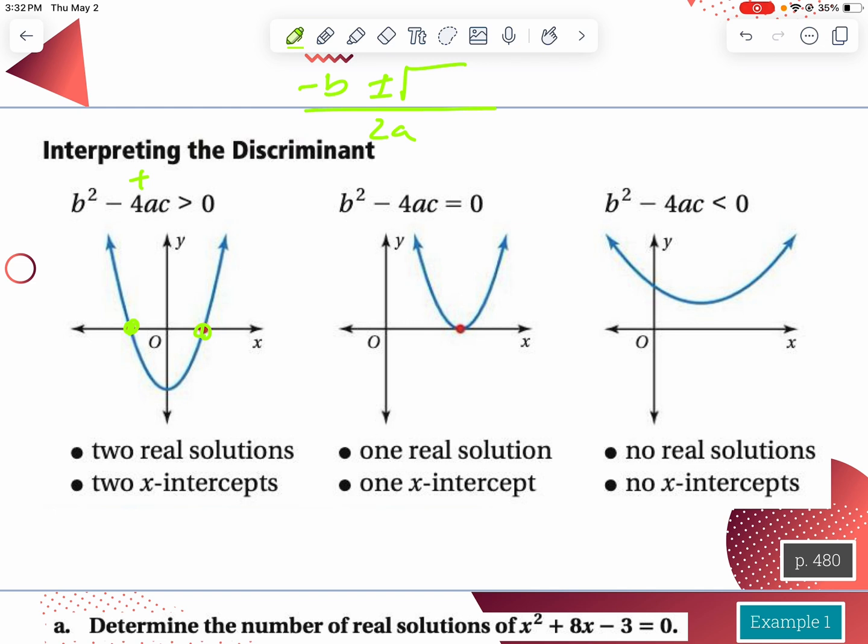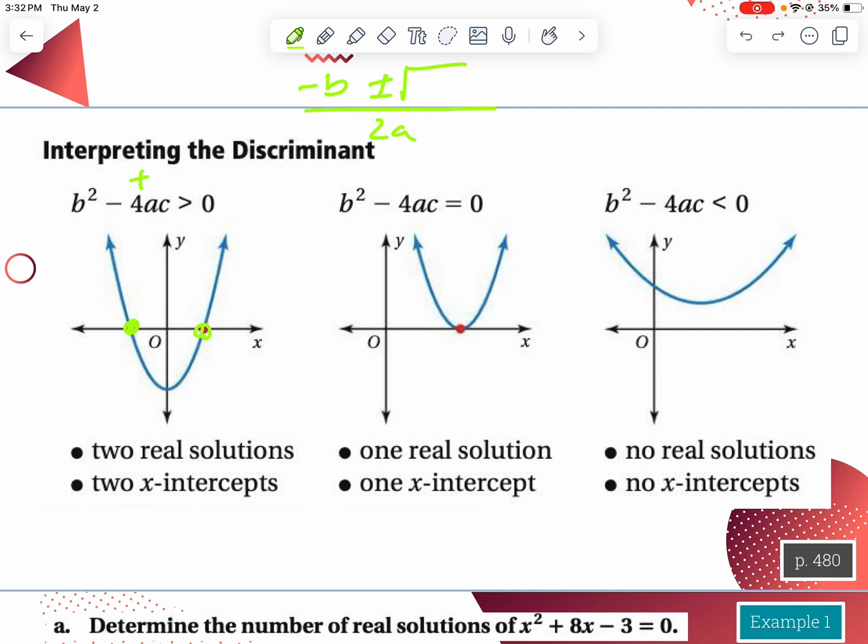If the discriminant is 0 here, then the plus or minus doesn't matter. Plus 0 is the same thing as minus 0. So our graph would only have one solution if this number, the discriminant, is 0.